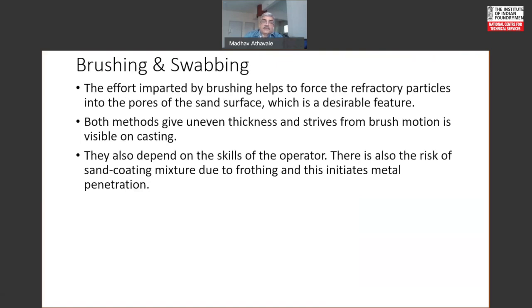Sometimes, because you are physically rubbing the paint, especially in brushing, onto the surface of the mold or core, there is a chance that some sand will come out or some reaction would happen, and that would create an undesirable surface for the mold and core and will cause metal penetration.